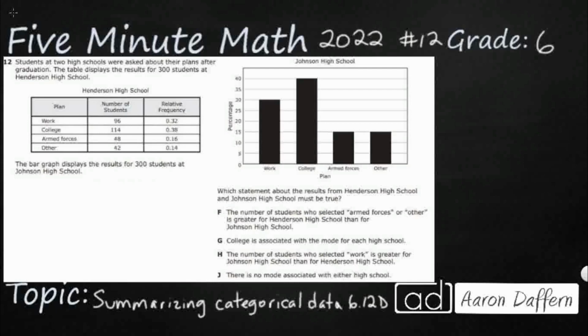Today we are looking at the 6th grade concept of summarizing categorical data. This is standard 6.12D in the great state of Texas, and we are using item number 12 off the 2022 released STAAR test. If you haven't done so already, please go ahead and take a moment to pause the video, work this problem out on your own, unpause it, and we will look at our answers together.